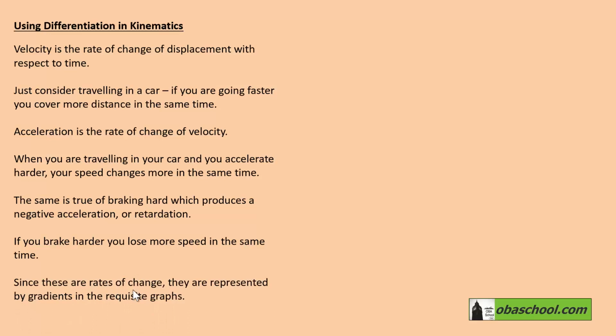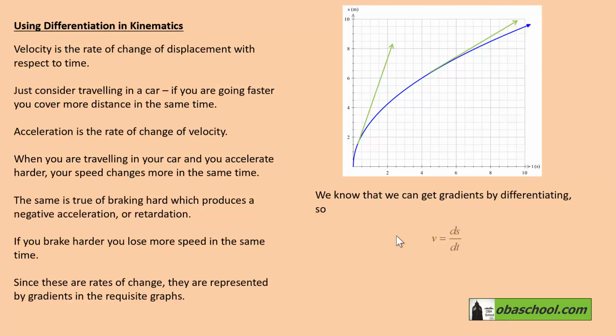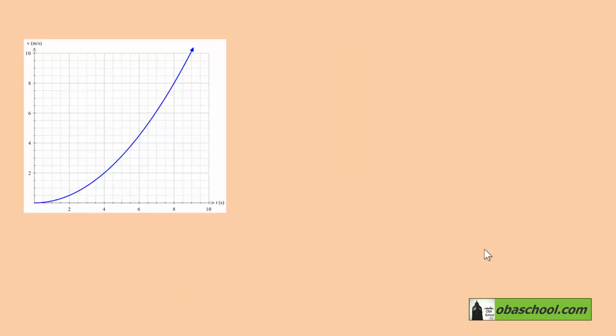Since these are rates of change, they are represented by gradients in the requisite graphs. So here we have a displacement-time graph, and the gradient, which we can see is changing over time, is going to represent the velocity. We know that we can get gradients by differentiating. So velocity is the differential of displacement with respect to time.